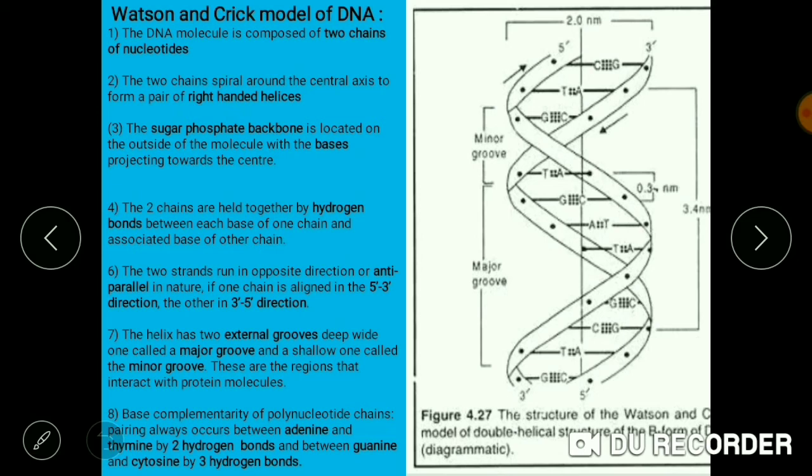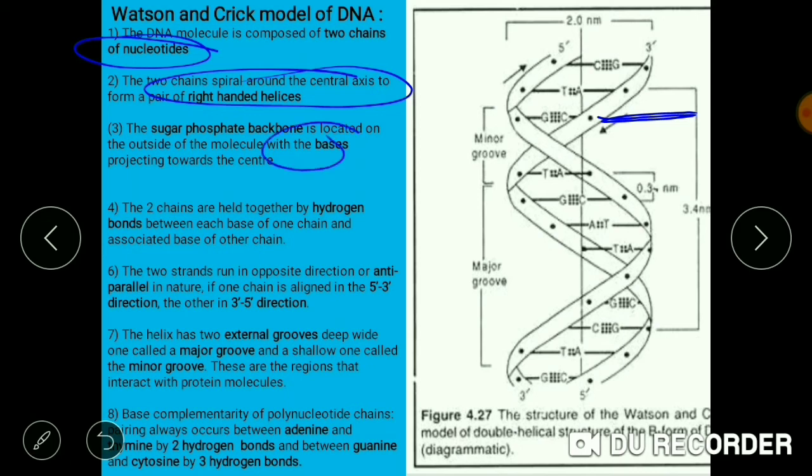DNA is composed of two chains of nucleotides, and these chains spiral around the central axis to form a pair of right-handed helix. So it is forming a helical structure. It is present in a right-handed manner, as you can see. The sugar phosphate is present in the backbone, while the bases are present in the interior.